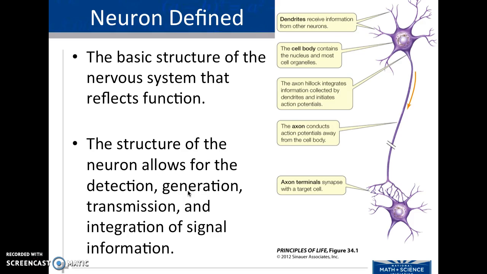Something that's important is that the message that is received at the dendrites, which is the very end, is a chemical message, usually a neurotransmitter. Once it enters into the cell body, it becomes an electrical signal. That electrical signal moves down the axon, and then what's released at the end on the axon terminals is also a chemical message. So it's chemical, electrical, chemical messages moving through a neuron.